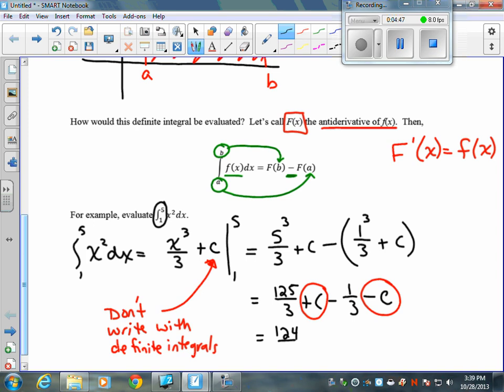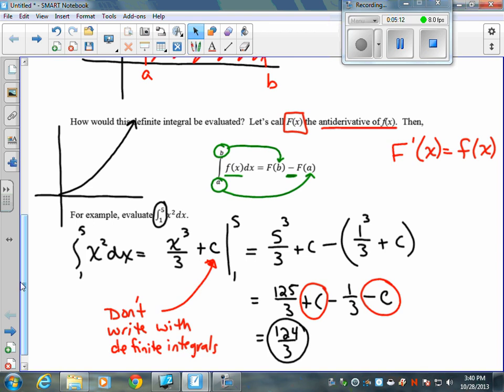We have 124 divided by 3. What we do also need to talk about is the fact that integrals are signed. What I mean by that is they will be positive or negative. For this particular problem, if I were to draw a basic sketch of what's going on here, we have a parabola, and we were finding the area starting at my lower bound, 1, and going to 5, my upper bound. And I'm finding this area in here.